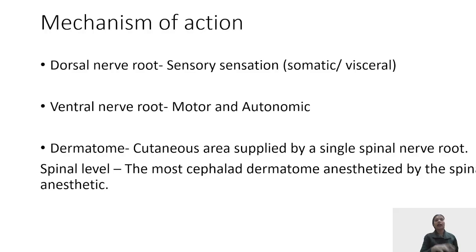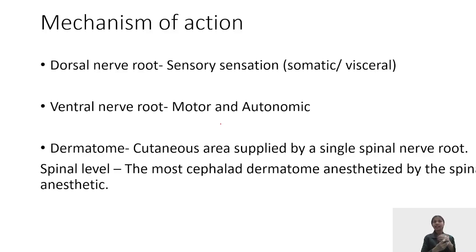Mechanism of action. I've already told you about the dorsal nerve roots and the ventral nerve roots. You just have to know what dermatomes are. A dermatome is a cutaneous area supplied by a single spinal nerve root. For example, if we take our hand, the middle part is supplied by the ulnar nerve, which is C8. So C8 is one single spinal nerve that is giving sensation to a particular area, which is known as the dermatome.